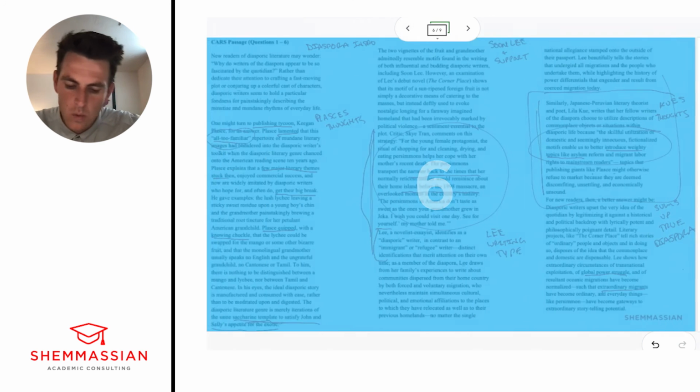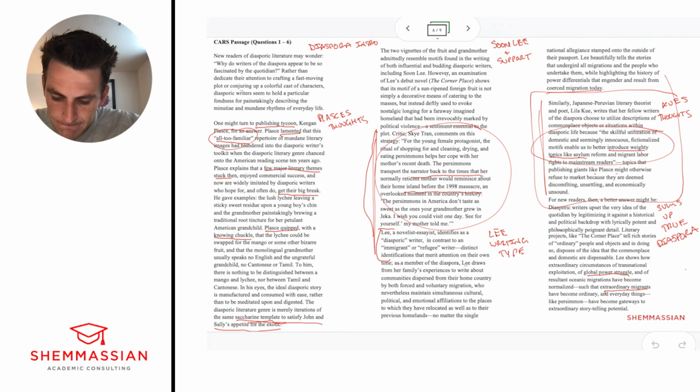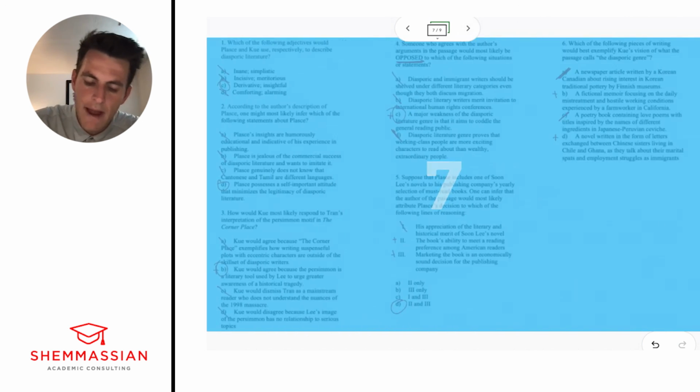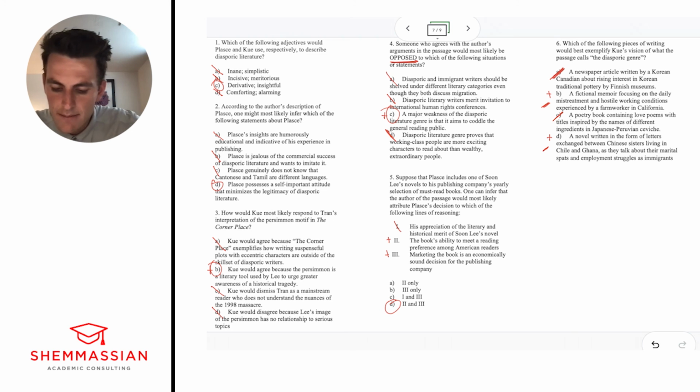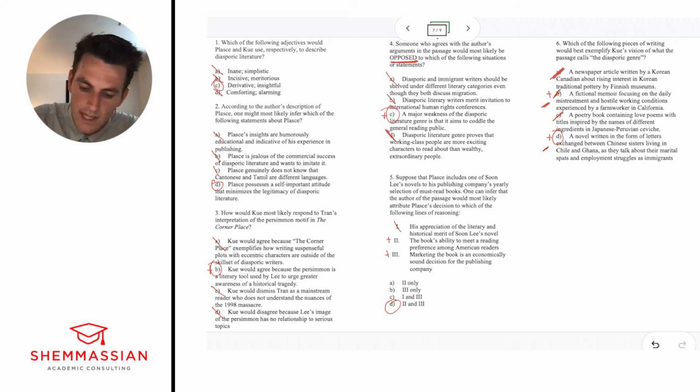Let's go look at Quay's information. Okay, so the skillful utilization of domestic and seemingly innocuous fictionalized motifs enables us to better introduce weighty topics like asylum reform and migrant labor rights to mainstream readers. So she talks specifically about migrants. We've got mention of migrants in D, but we don't have mention of migrants in B. And the idea behind the diaspora is that it's talking about migration issues. So B is tempting, but it's not as explicitly in line as D is. So we're going to get rid of B and go with D.